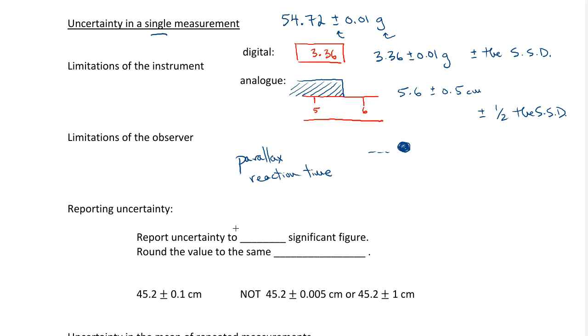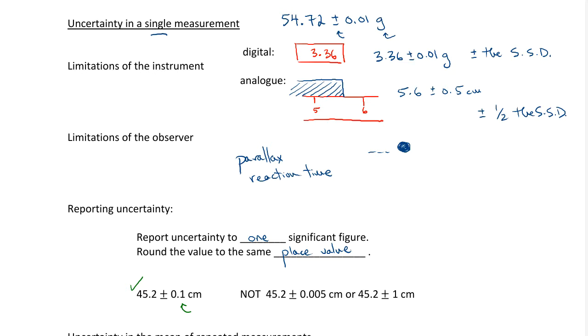So once you've decided on an uncertainty, you should report the uncertainty, this value over here, to one significant figure in general, maybe two on occasion, but generally to one. And then once you've got that, you're going to round the value, the number before the plus or minus, to the same place value. In other words, for the example given here, 45.2 plus or minus 0.1 centimeters is correct because this is to one significant figure, and then it's to the 10th decimal place, so this is also to the 10th decimal place.